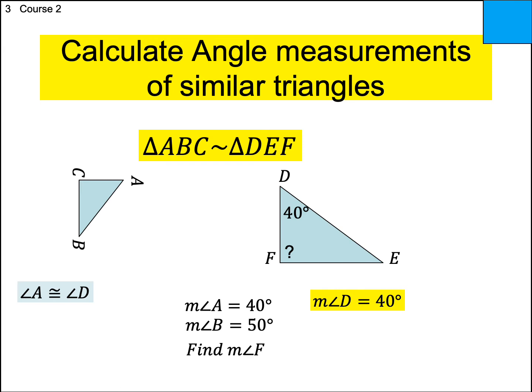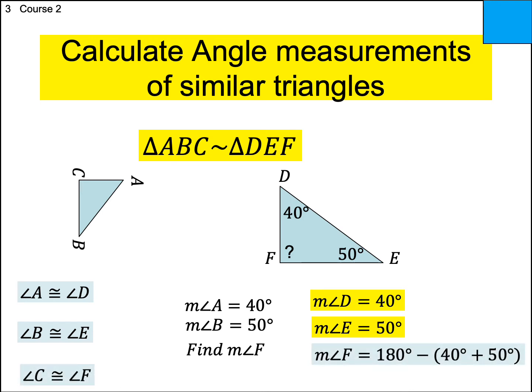We know that B, look at my similarity statement, B goes with E, and if B is 50, then E is 50. Let me label that. To find the last one, F, we simply add up the other two. 50 plus 40 is 90, and we subtract that from 180. 180 minus 90 is 90 degrees, so therefore F is 90 degrees.